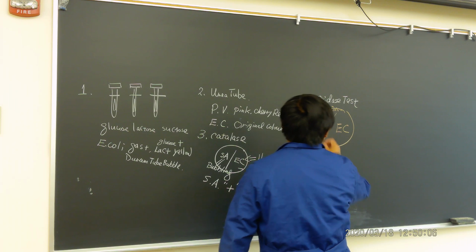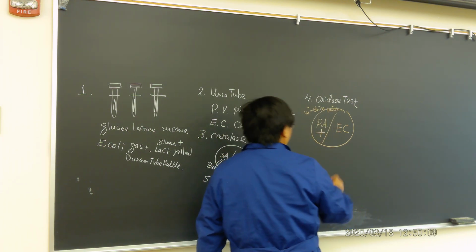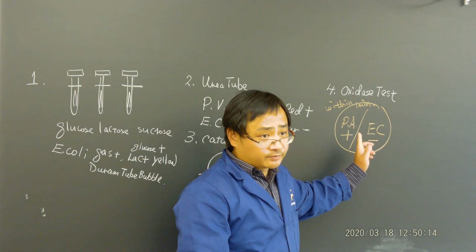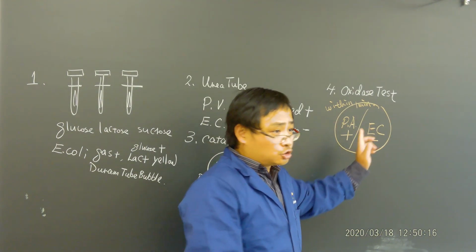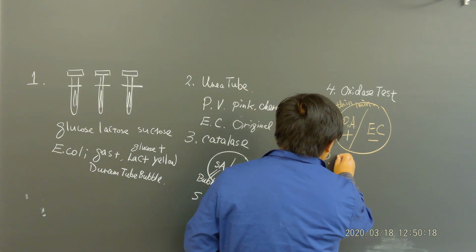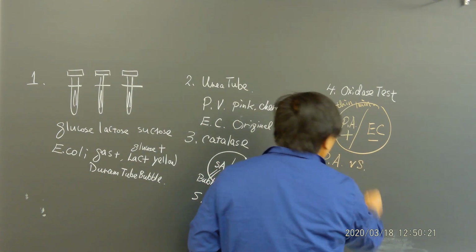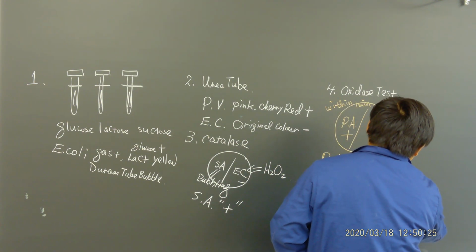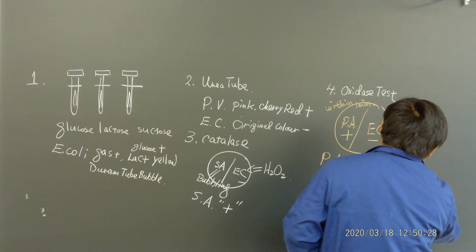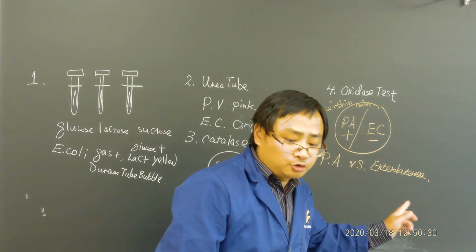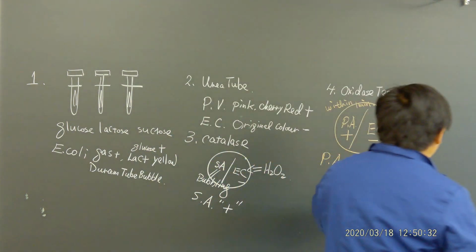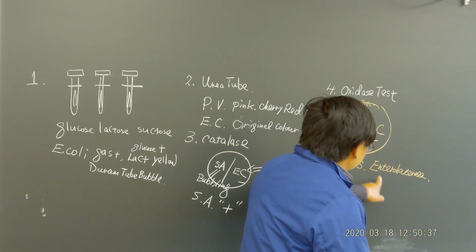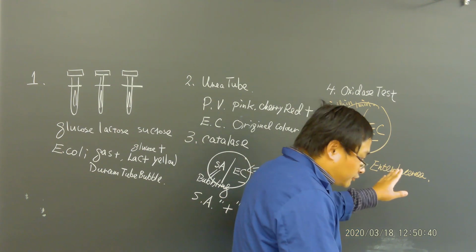Okay. So Pseudomonas is oxidase test positive and E. coli is negative. Now this is a very important test. This is a test used to compare Pseudomonas aeruginosa versus a group of bacteria called Enterobacteriaceae. We will do the Enterobacteriaceae test real quick. The name is Enterotube, because this is difficult to differentiate them.